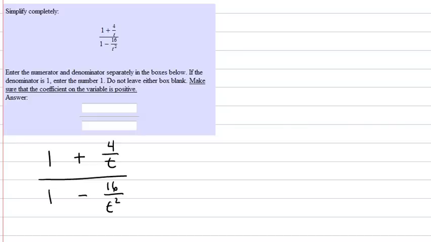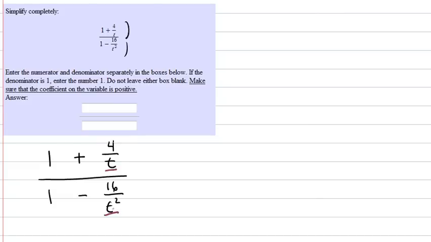Okay, here we go with a complex fraction. We're trying to simplify. It's complex because we can see we've got fractions within fractions. First step is to try to change it from a complex fraction to a regular fraction. So you look at all the denominators.